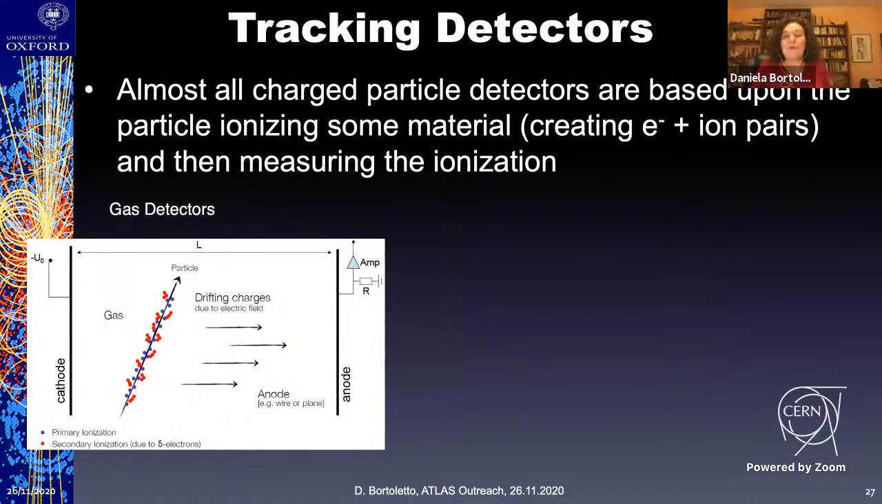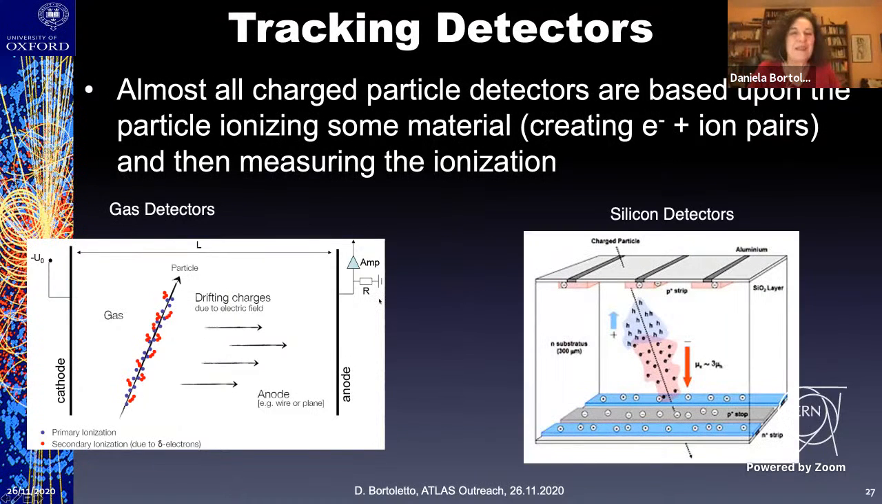So how does a tracking detector work? Okay, I told you already that almost all charged particle detectors are based on ionization of some material. And we can have two types of detector. One type of detector, you use a gas, okay? And you have your charged particle, it creates electron-ion pairs, it ionizes the gas, and then this electron can be collected by the anode, and then the signal goes out, okay?